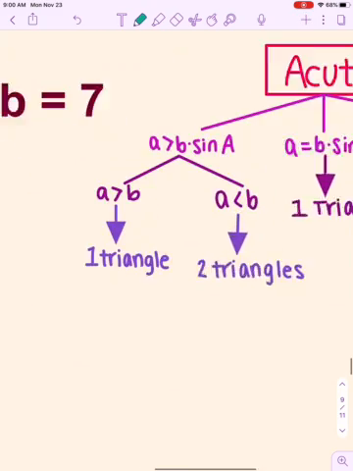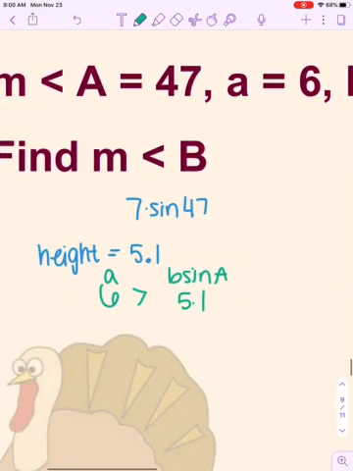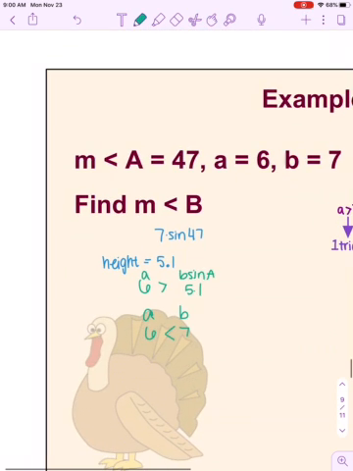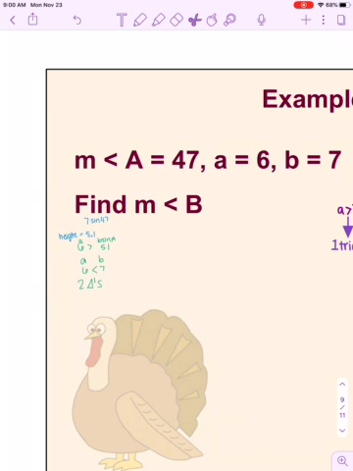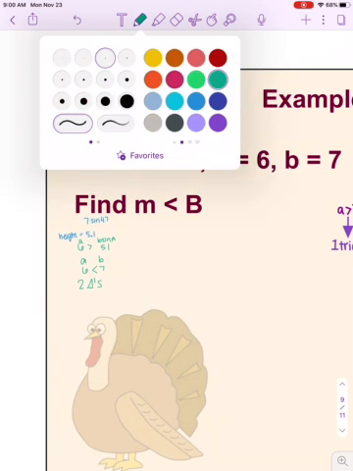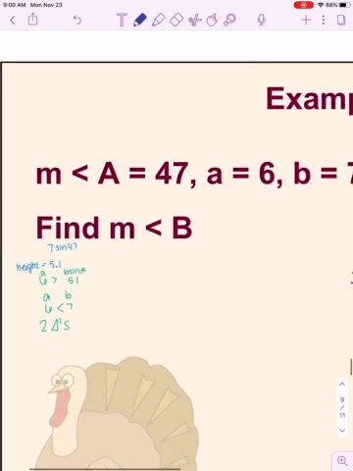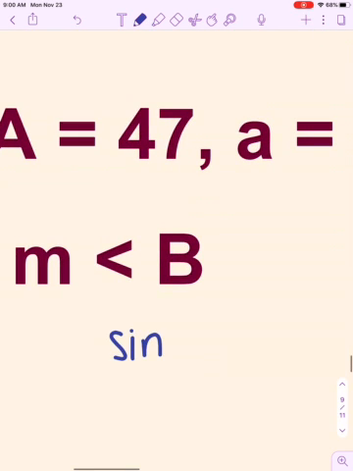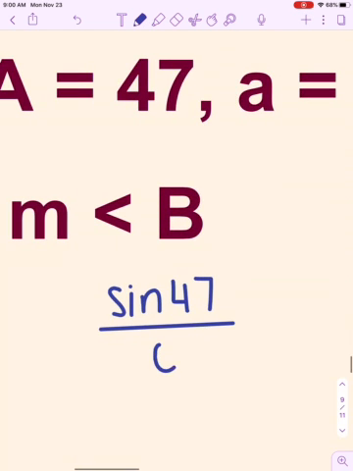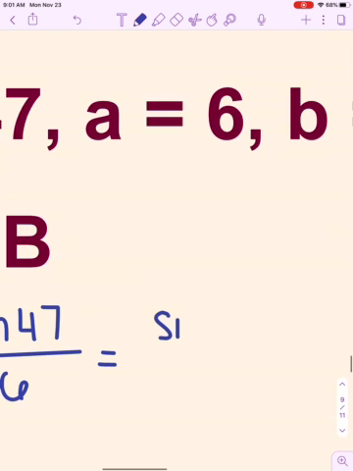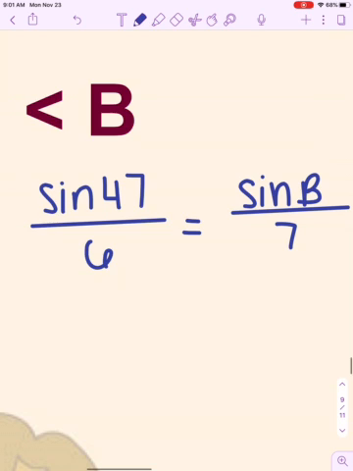So A is greater than B sine A, so we're here again, which means we have to compare side A and side B, which is 6 to 7. So A is less than B, so we have 2 triangles. Okay? All right, 2 triangles means 2 angle Bs. How we find the first one does not change based on that, so we still have to set up our proportion. So the sine of 47 over, so the sine of angle A over side A, which is 6, equals the sine of B over 7.